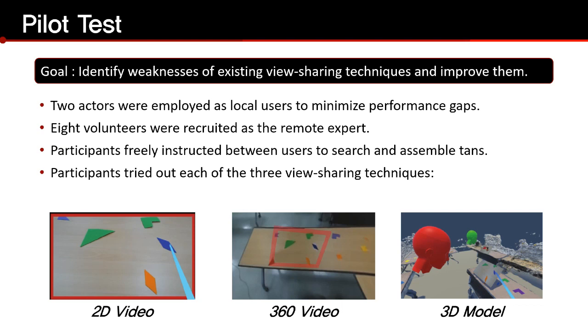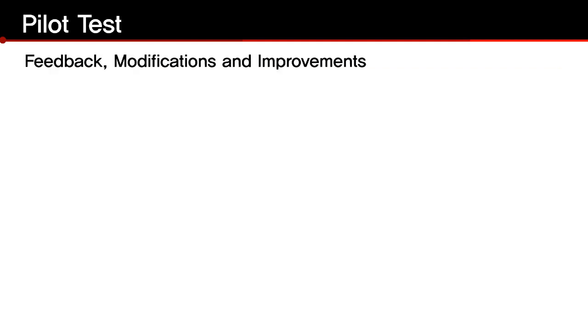With the 3 view sharing techniques, we first conducted a pilot test to identify the weaknesses of each view sharing technique and improve them. In this pilot test, 2 actors were employed as local users to minimize the performance differences, and 8 volunteers were recruited as the remote expert. Participants freely instructed between local users to search and assemble TANs with the 3 view sharing techniques. Collecting the feedback for each technique, we were able to modify and improve each of them.